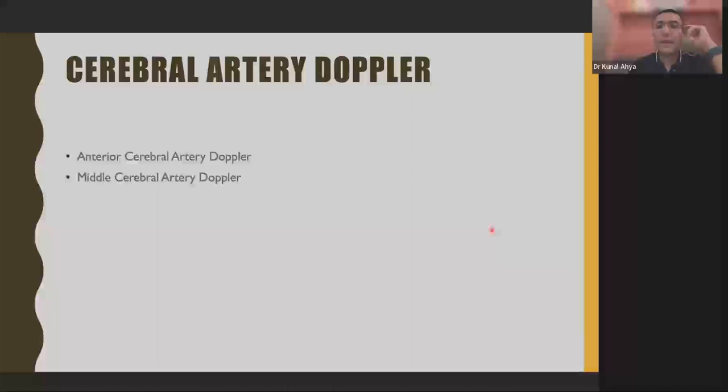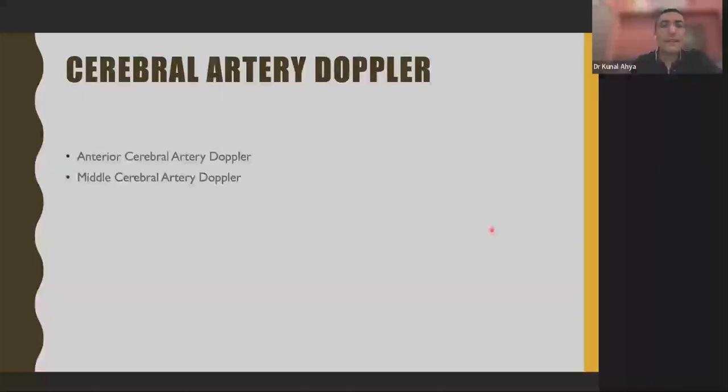We keep the probe and we look at the ventricular system, in which we can identify the lateral ventricles and the third ventricle also. Now, one more thing which we need to see is the cerebral artery Doppler. So the two commonest arteries which we see are the anterior cerebral artery, and second is our middle cerebral artery.